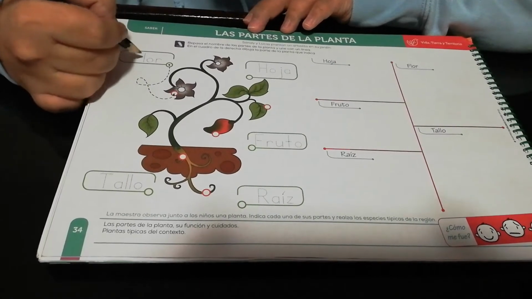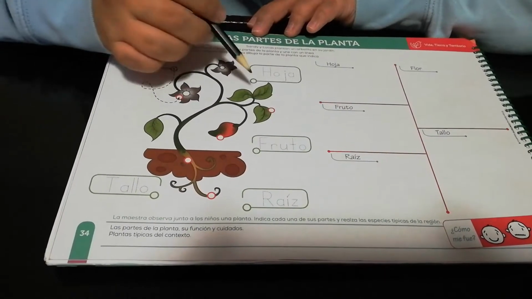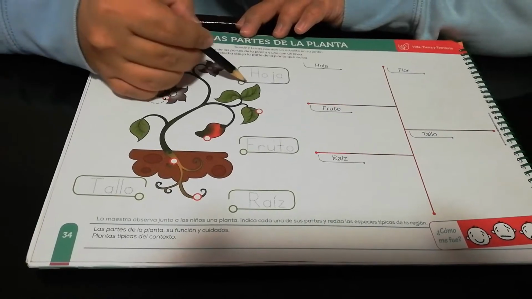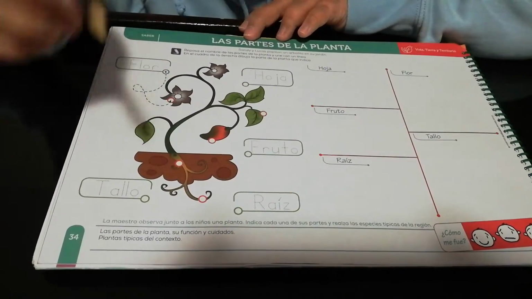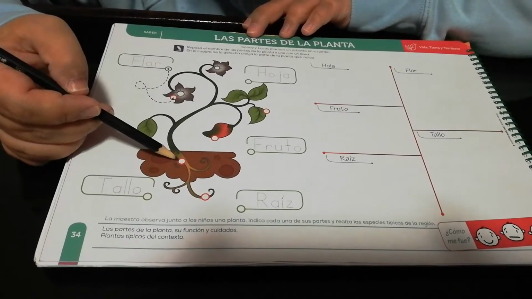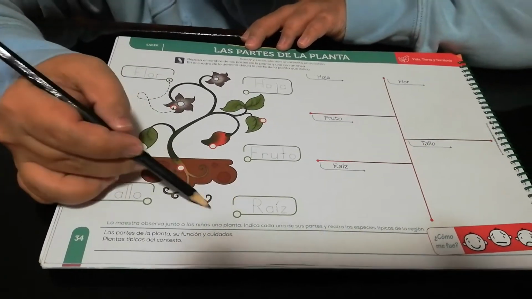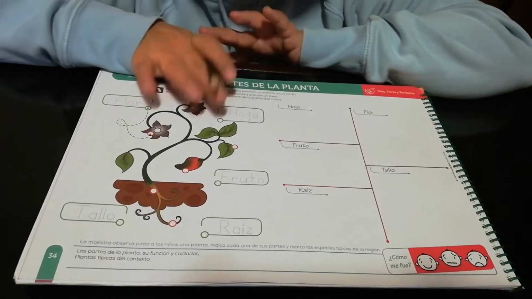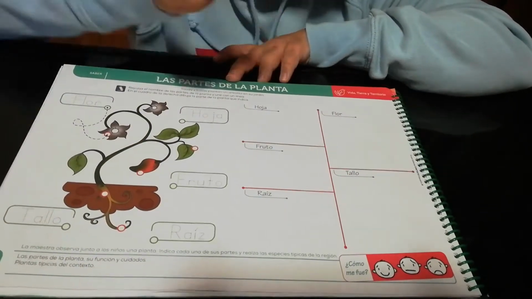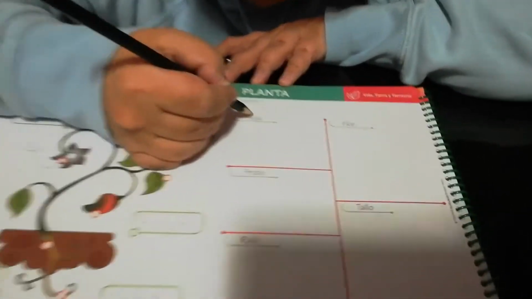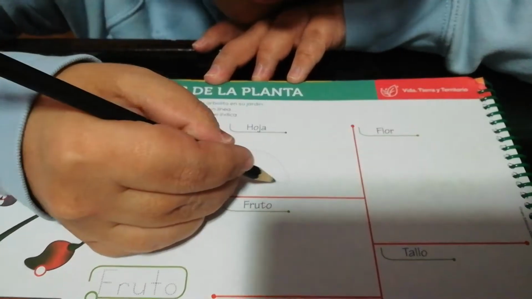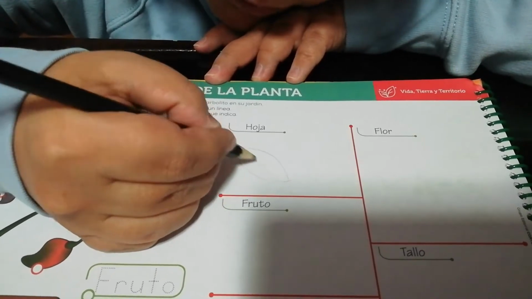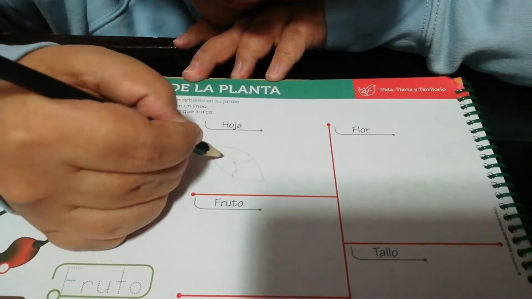So aquí dice flor, nos vamos a la flor, okay? Here it says leaf, we have to go to the leaf. Here it says fruto, we have to go to the fruto. Tallo, we go to the tallo. Raíz, we go to the raíz, okay? After you finish that, here it says hoja. So you are going to draw a hoja.